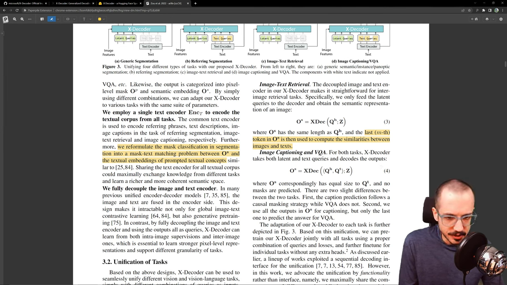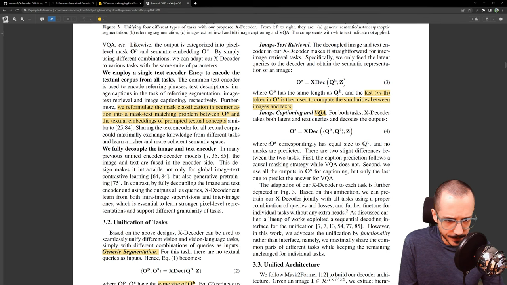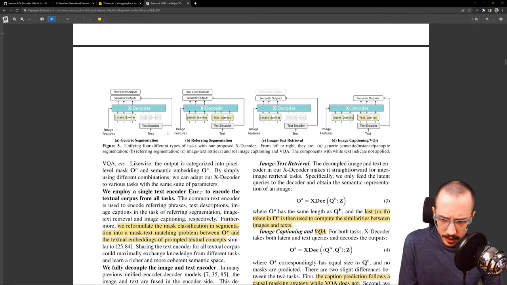Okay. For both tasks, X-Decoder takes both latent and text queries and decodes the outputs. VQA is visual question answering. No masks are predicted. The caption prediction follows a causal masking strategy, while visual question answering does not. The adaptation of our X-Decoder to each task is further depicted in Figure 3. Okay, so this is how they kind of rewire the model depending on the task here. So in generic segmentation, the text actually doesn't get fed to the decoder.